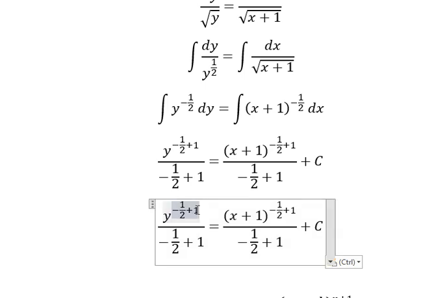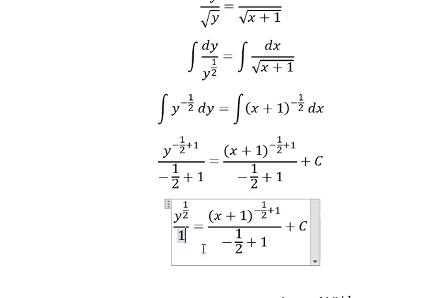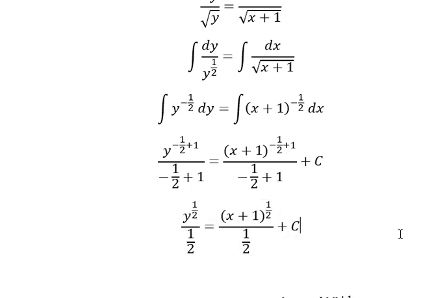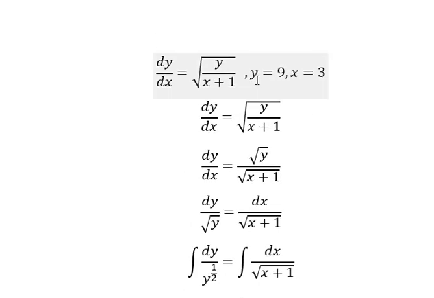So this one we have 1 over 2. This one we have 1 over 2. This one we have 1 over 2 and 1 over 2. And now we have the conditions.